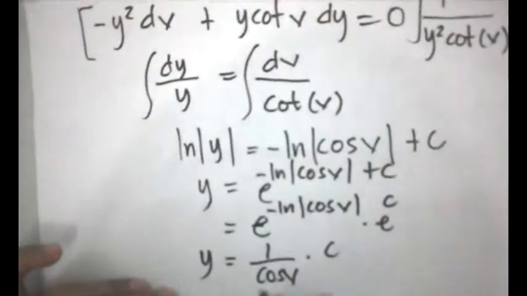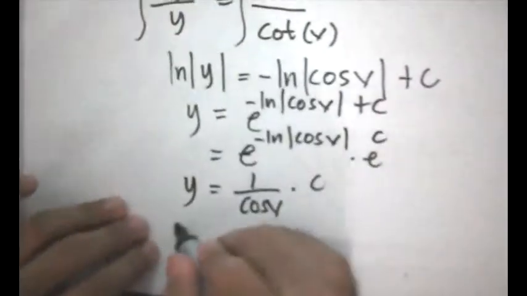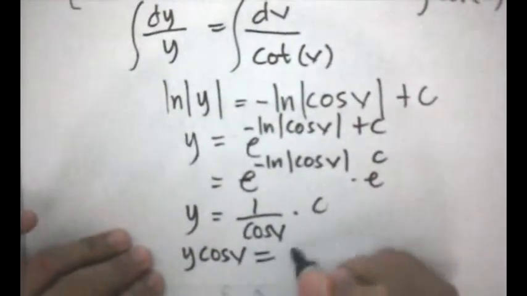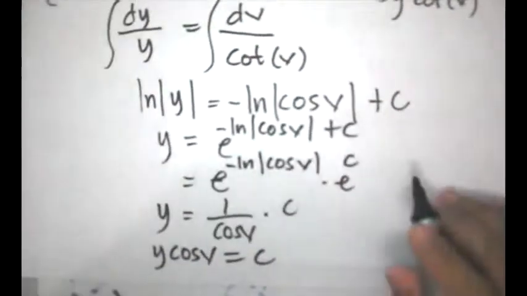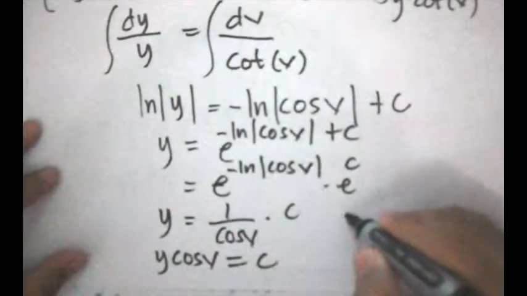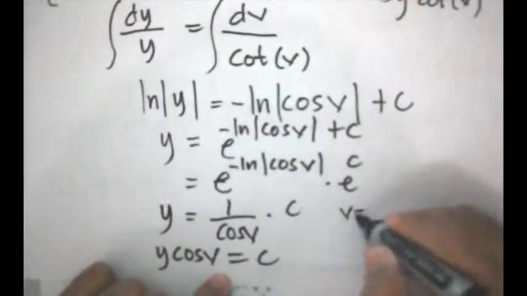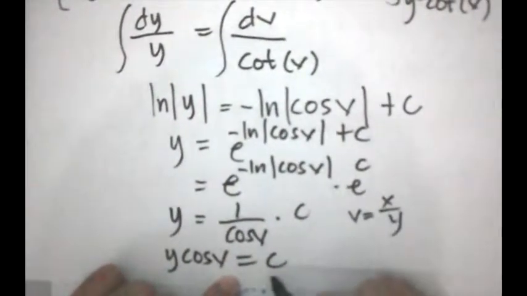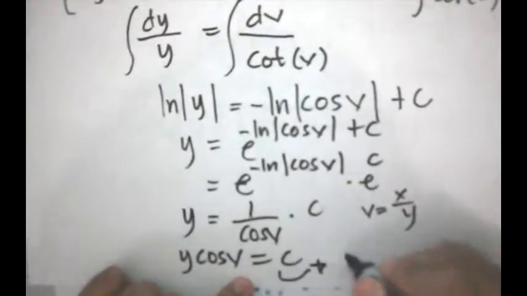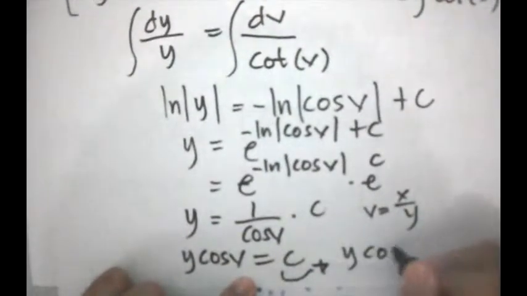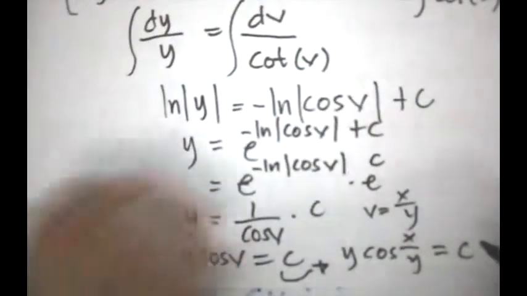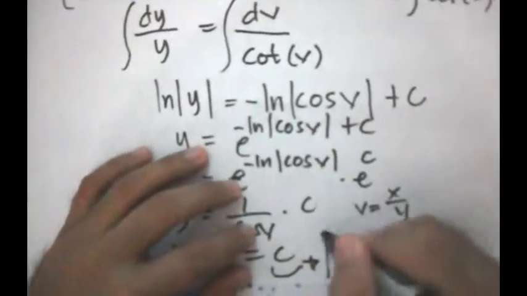So cross multiplying cos v, we get y cos v equals c. Here we have to substitute v equals x over y. So we have y cos(x/y) equals c. This is now our general solution of the equation.